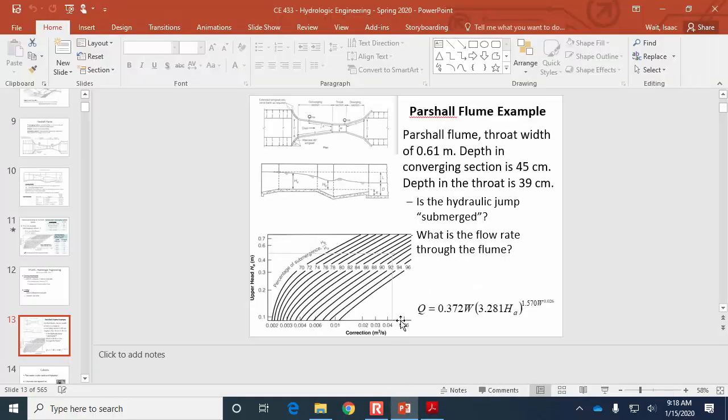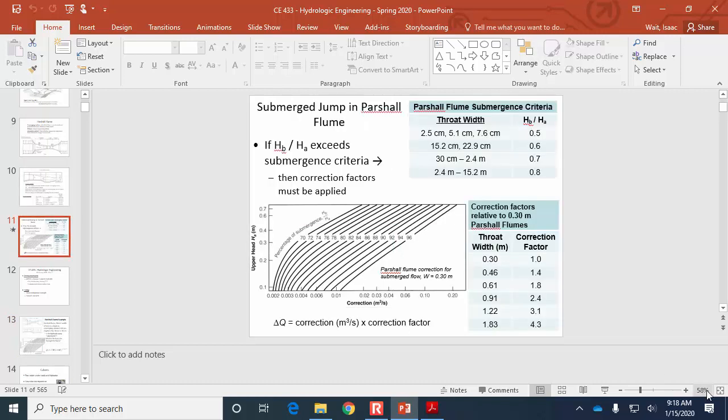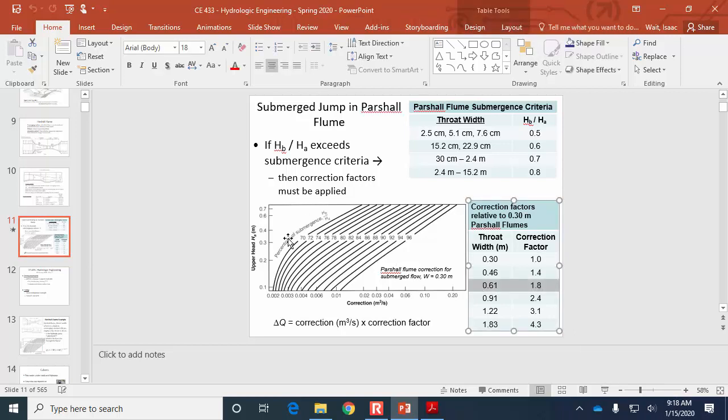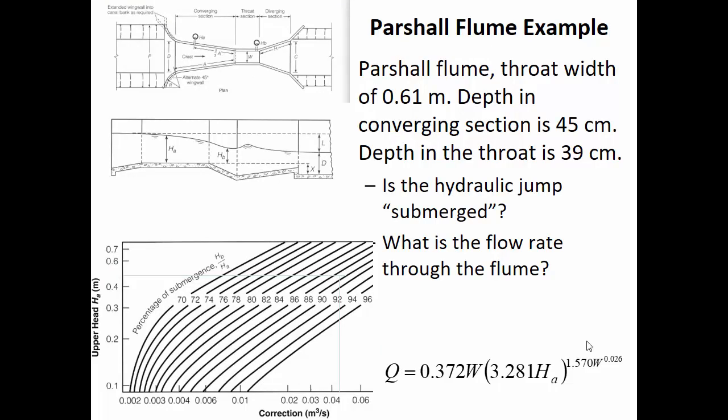Okay, so we know the free flow. Now for the correction, what we're going to do is first of all, remember that our correction factor is 1.8, because what we're doing is we're using the figure from the 0.3 meter flume, and we're going to be applying the correction amount that we get from that figure, but we don't have a 0.3 meter width flume. We have a 0.61 meter width flume, and so we're going to have to use this correction factor. That's all right, we can do that. So our percent submergence was 0.87.